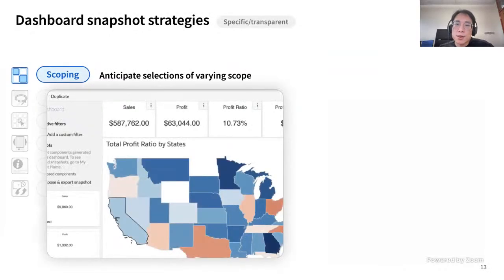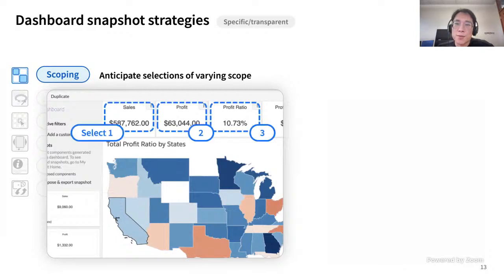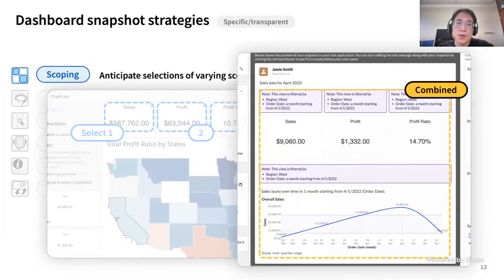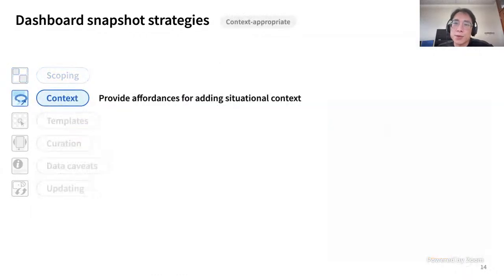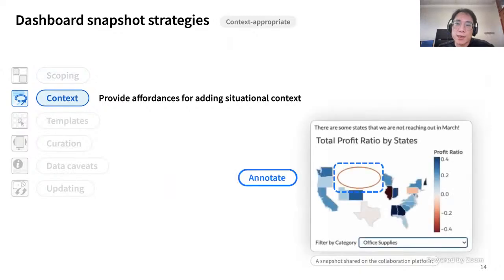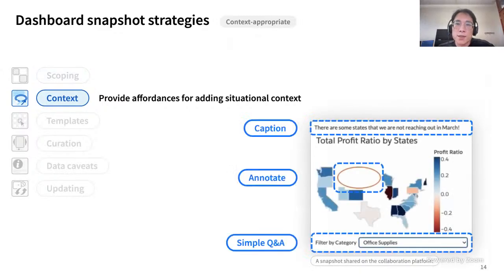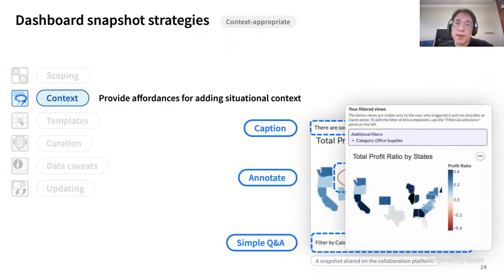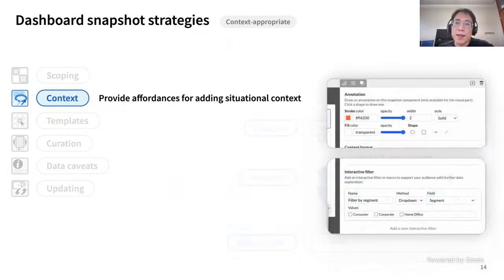First, snapshot creation should allow for flexibly selecting any portion of a dashboard or across multiple dashboards if they are related. For example, from a dashboard, a user makes several selections and they are combined as a single snapshot. Next, a snapshot should be able to provide affordances for adding situational context, for example, through annotations with corresponding captions, simple Q&A interactions, which generates a private filtered view, and this can be done in the single-piece creation interface.